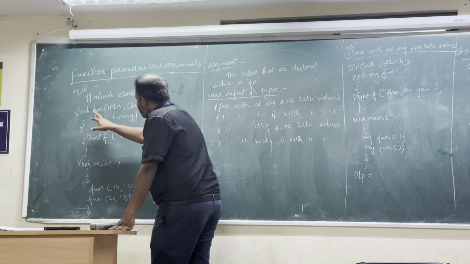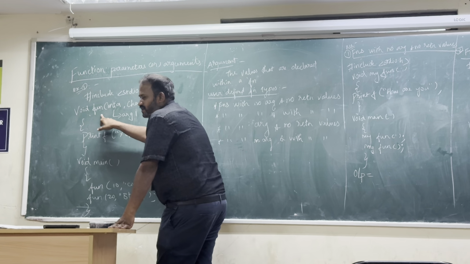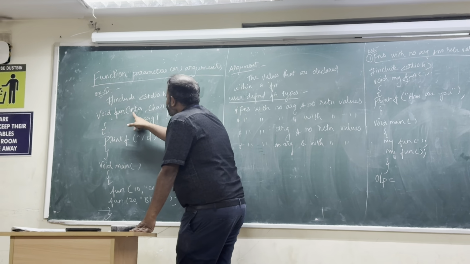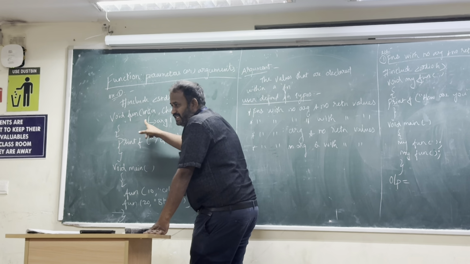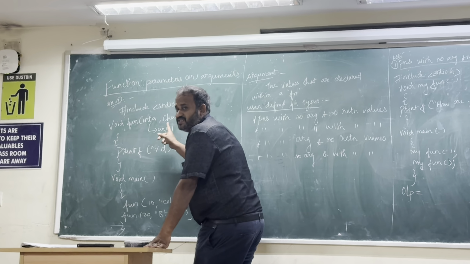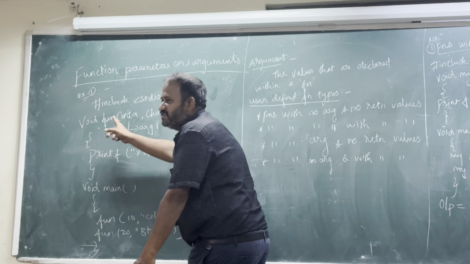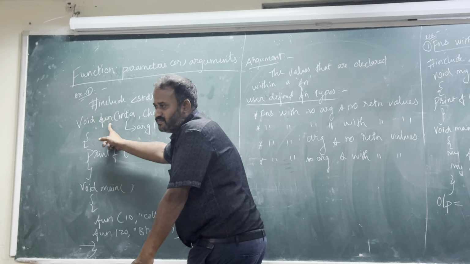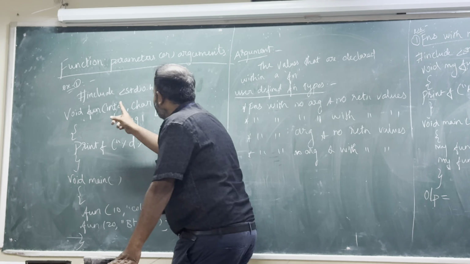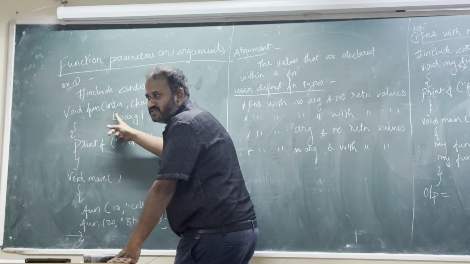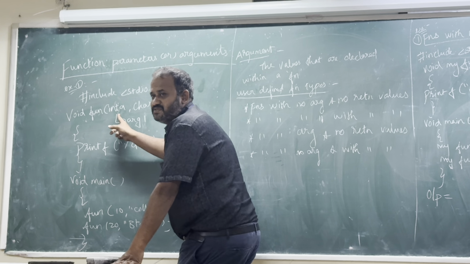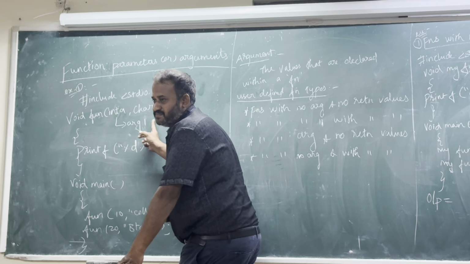Nothing but when we are introducing this void function, int a comma char b. So what is int? Integer. What is char here? Character. So I can represent both integer and character with the help of this function, both in a single function. And these two will be called as arguments. And when we are defining the values to the arguments, we can call them parameters.